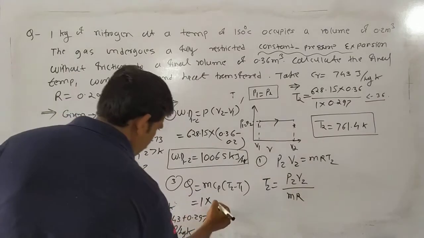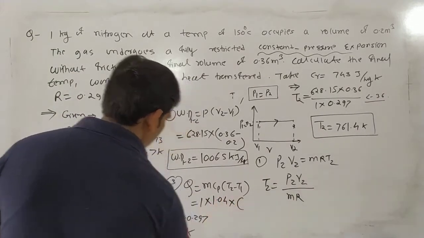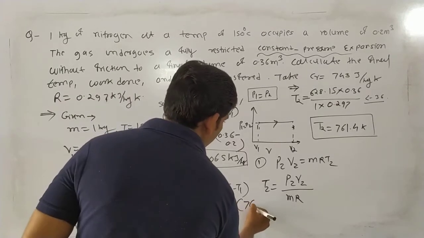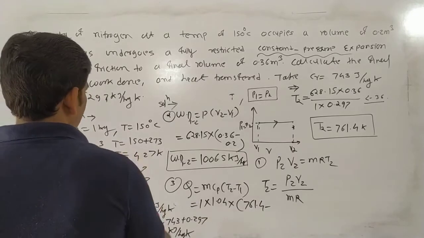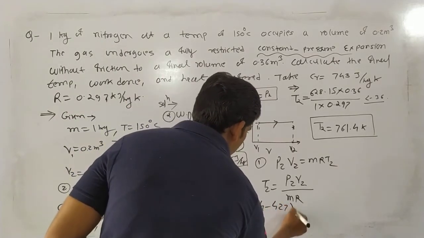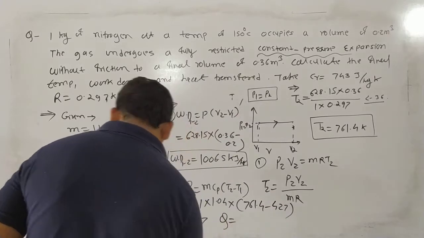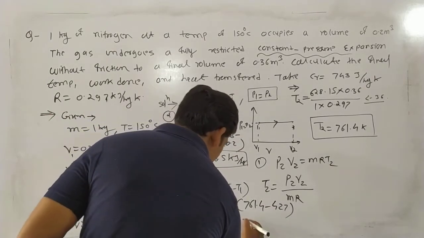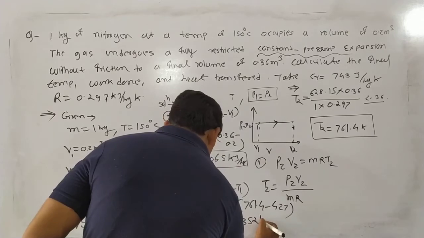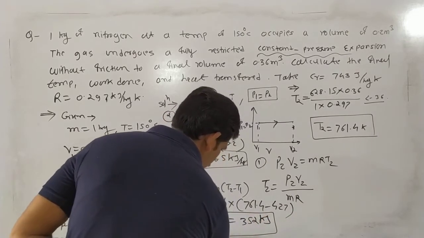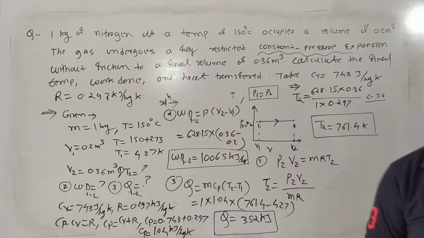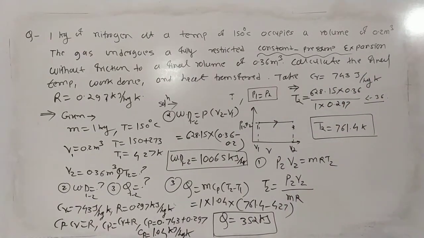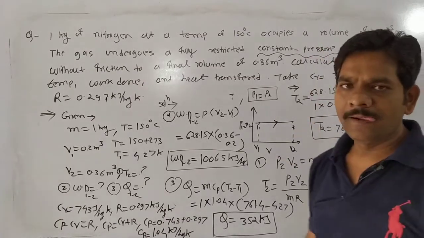So put this Cp here, 1.04 into, we calculated the T2, it is 761.4, minus T1 is how much? It is 427. So what is the heat transfer? The heat transfer is how much? 352 kilojoule. So this is the value of the Q. Right. So we calculated all the parameters.